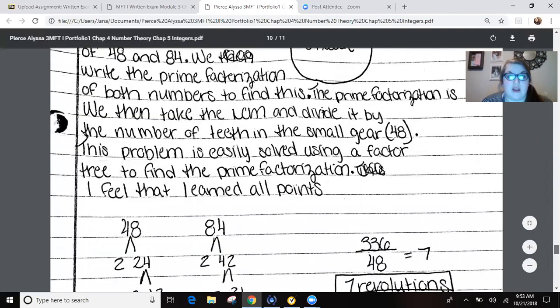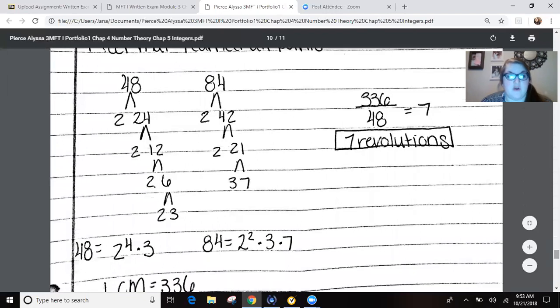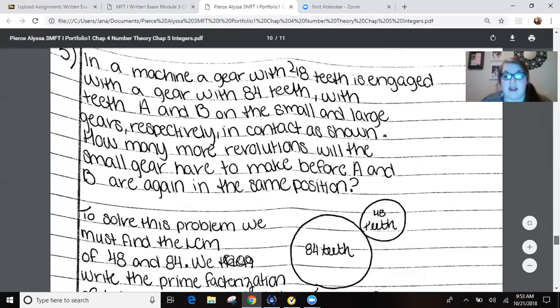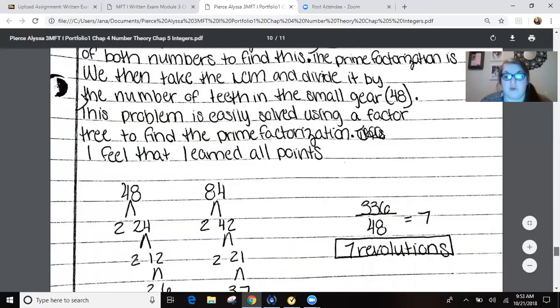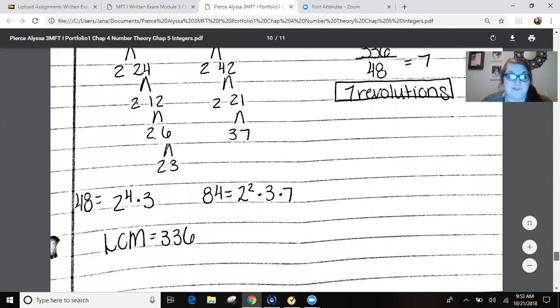We then take the LCM and divide it by the number of teeth in the small gear, which is 48. This problem is easily solved using a factor tree to find the prime factorization. So down here, I talked about what the prime factorization is. 48 would come out to 2 to the 4th power times 3. 84 would be 2 to the 2nd power times 3 times 7. Then we just take that and find the LCM, which is going to be 336. We take 336 and divide that by the one with the smaller teeth, which is 48, and we come up with 7. So the gears are going to make 7 revolutions.